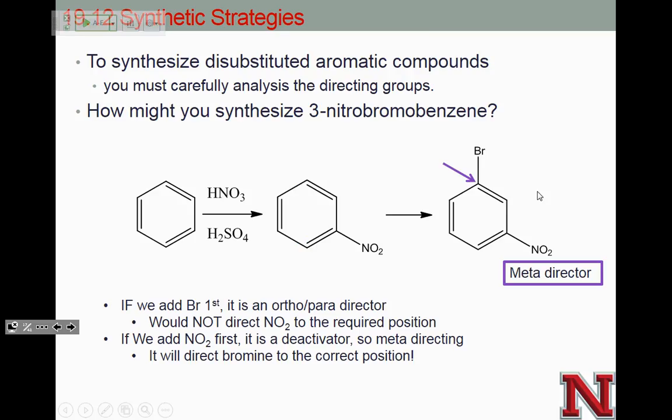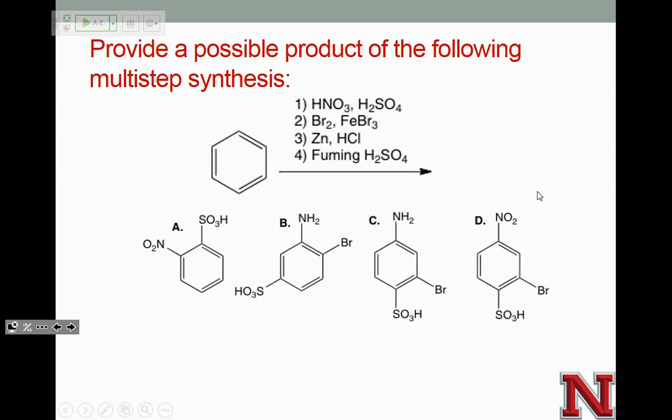In this case, the only order would be the nitration first, followed by Br2 and AlBr3, based on the directing group ability of NO2. So in this case, this is the only route. But there are sometimes that there are multiple routes. So when you're looking at a synthesis like this, you do have to consider the order of putting on these functional groups.